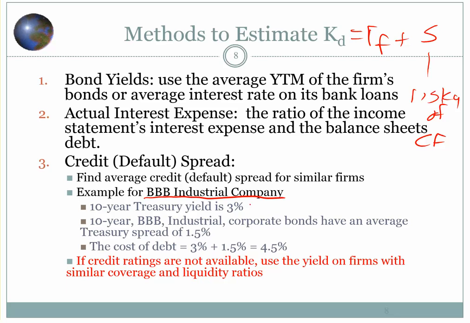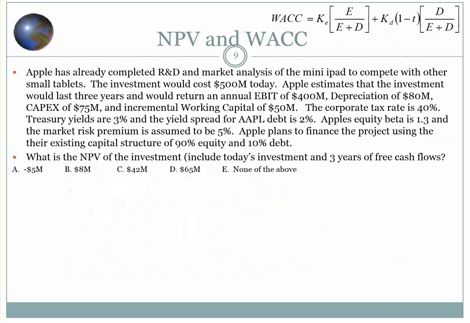You're going to use a long-term cost of debt, so we're going to use the 10-year. You notice the 10-year treasury yield is 3%. You also look up in Bloomberg that on average, 10-year BBB industrials have an average spread to treasury of 1.5. So if I take my risk-free rate plus my spread, I get to 4.5%. That is going to be my cost of debt.